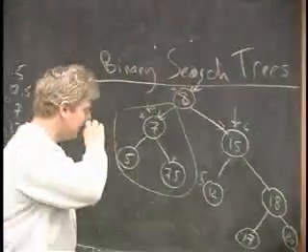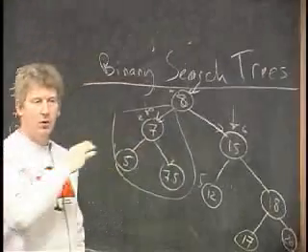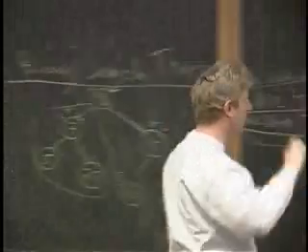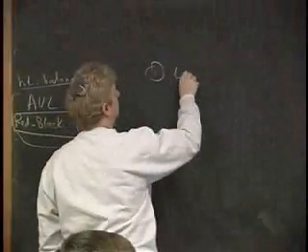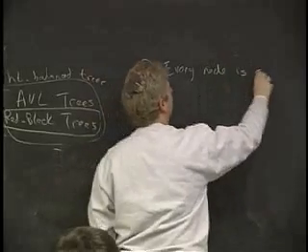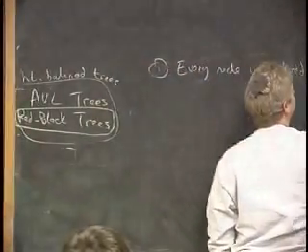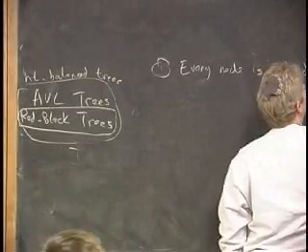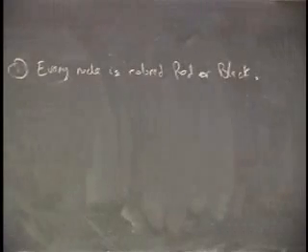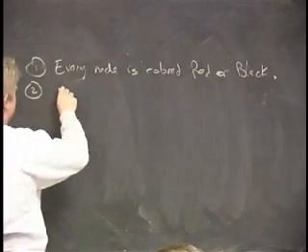And here it goes. A red-black tree is a binary search tree with a bunch of very specific properties. And here they are. Every node is colored red or black. Duh. Let's go in order of the easiest ones.